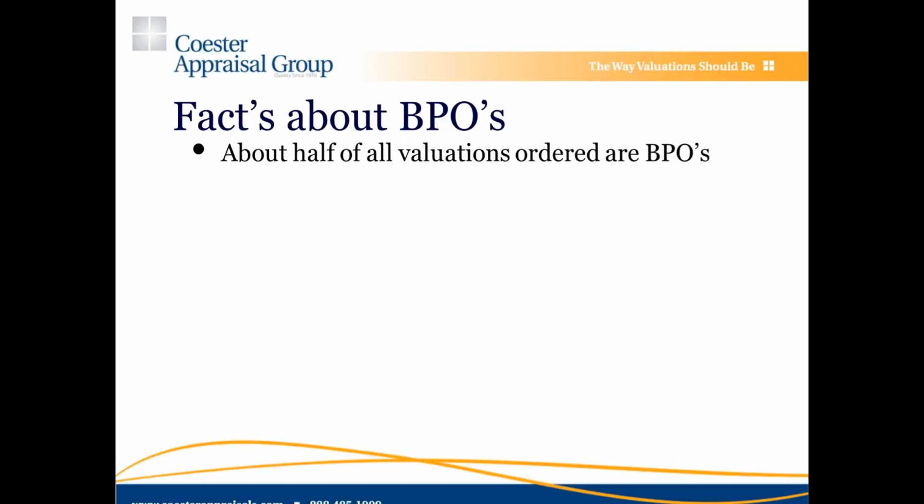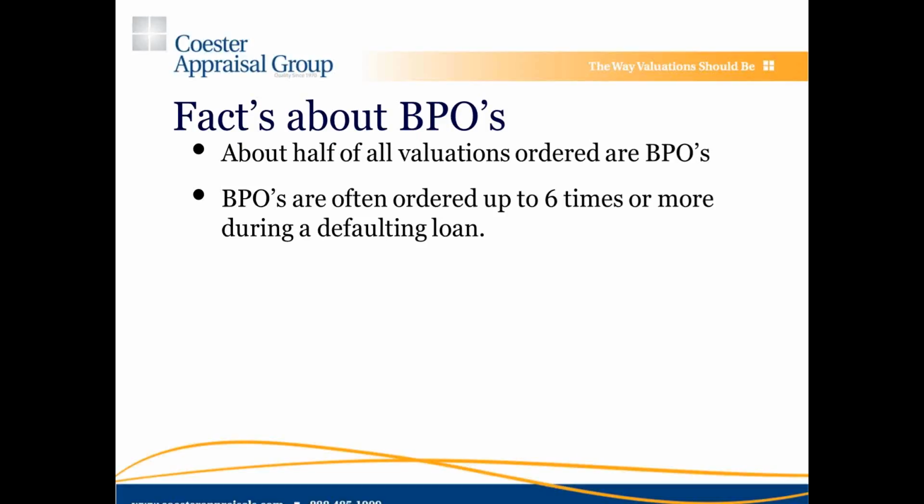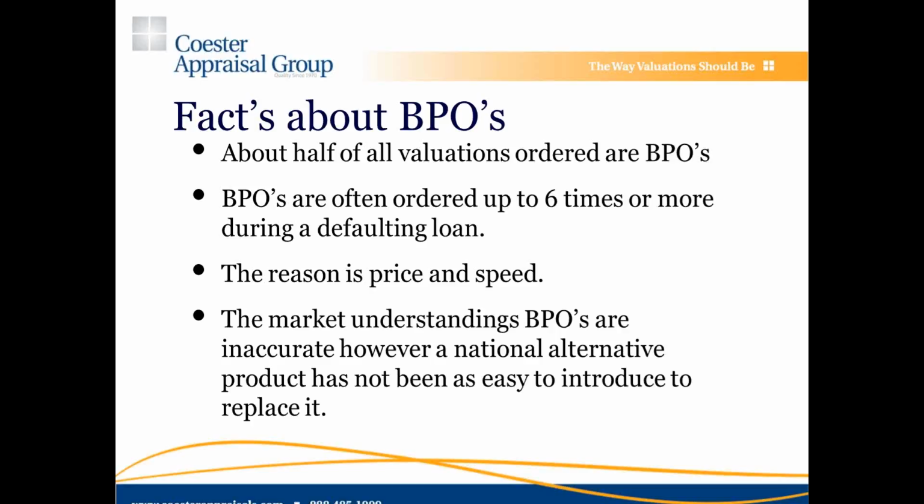Facts about BPOs: about half of all valuations ordered are BPOs. So think about all the properties that need appraisals and evaluations; about half of those are broker price opinions. They're often ordered up to 6 times or more during the defaulting of a loan, from when it's 90 days delinquent all the way to the end, when they actually take the house back. The reason they use them is price and speed.